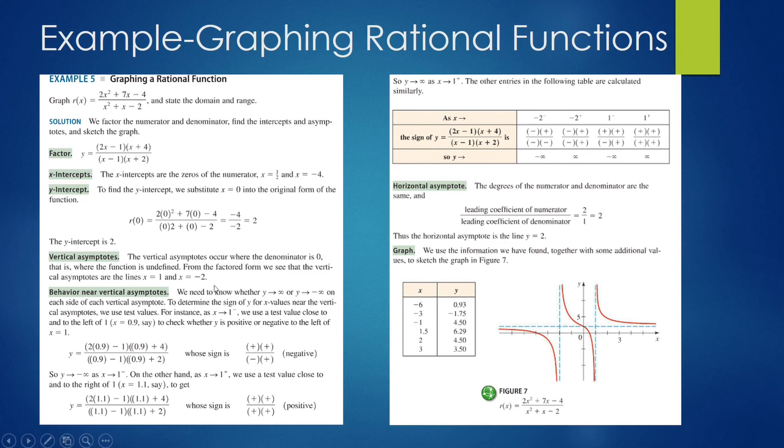And then you would do the same thing with the -2. As you're approaching -2 from the left-hand side, when you plug that in, you're approaching negative infinity because your output here is negative. As I approach -2 from the positive side, I get a positive number. So that means I'm approaching positive infinity. That's what this table is showing you.